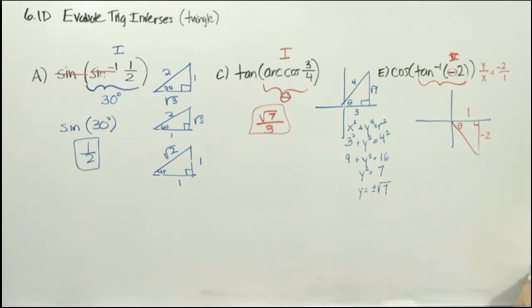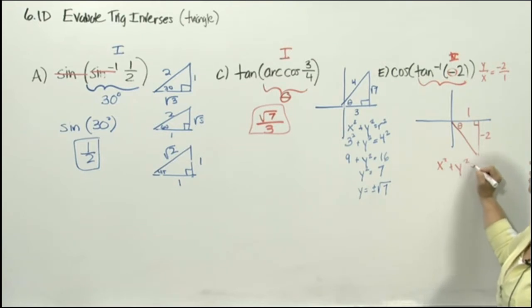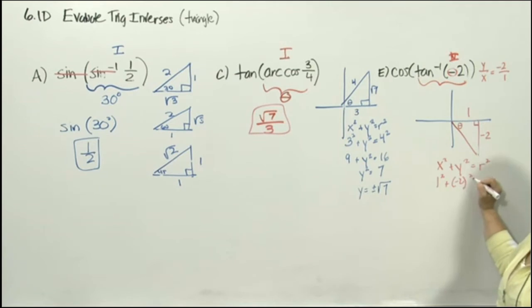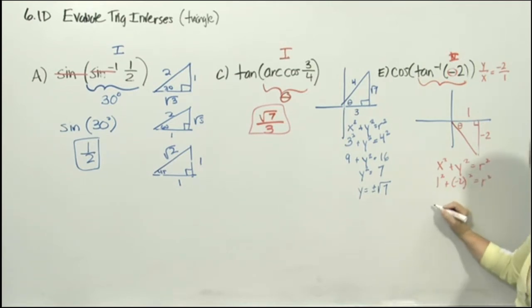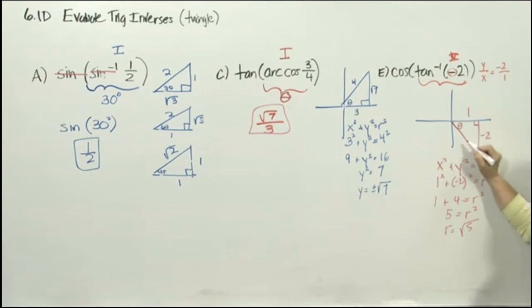Let's find the radius. This is not a triple, so we have to do Pythagorean Theorem. X squared plus y squared equals r squared. 1 squared plus -2 squared equals r squared. 1 plus 4 equals r squared. 5 equals r squared. R is the square root of 5, and the radius is always positive.